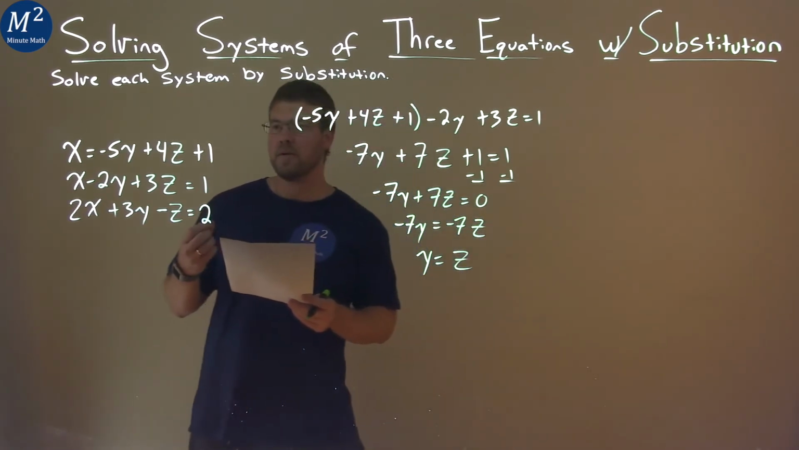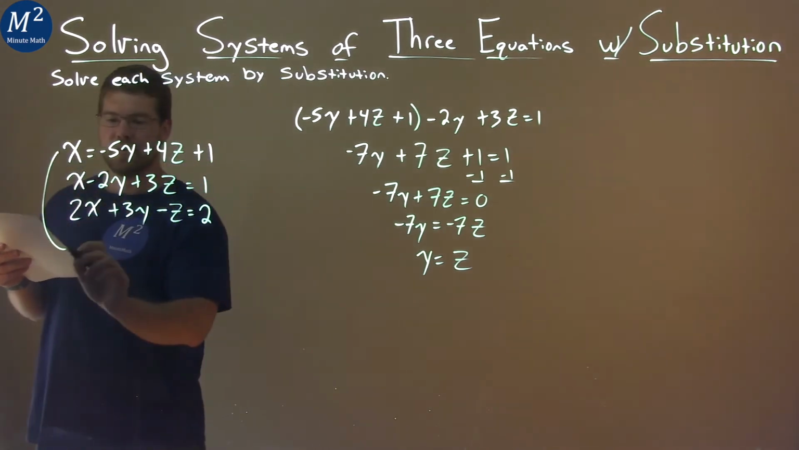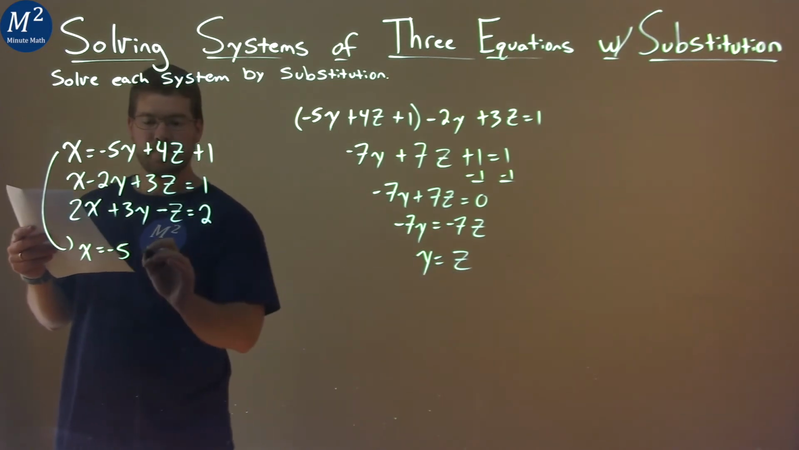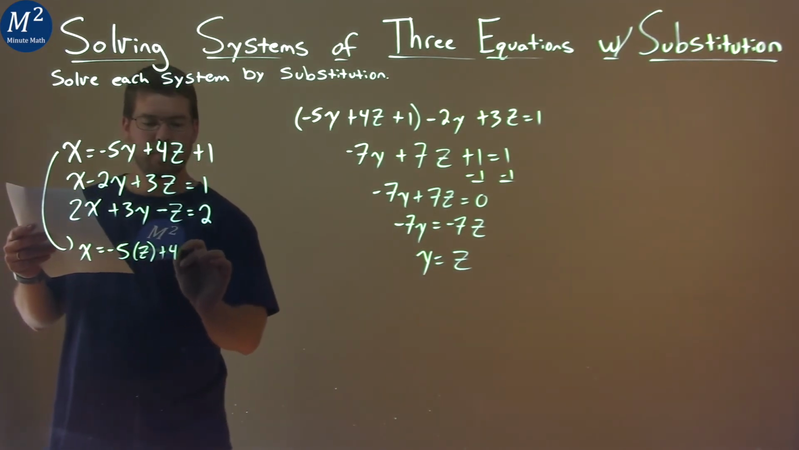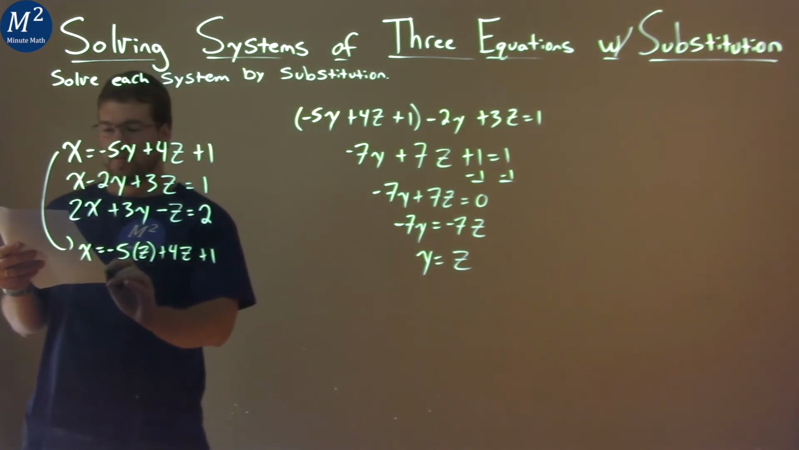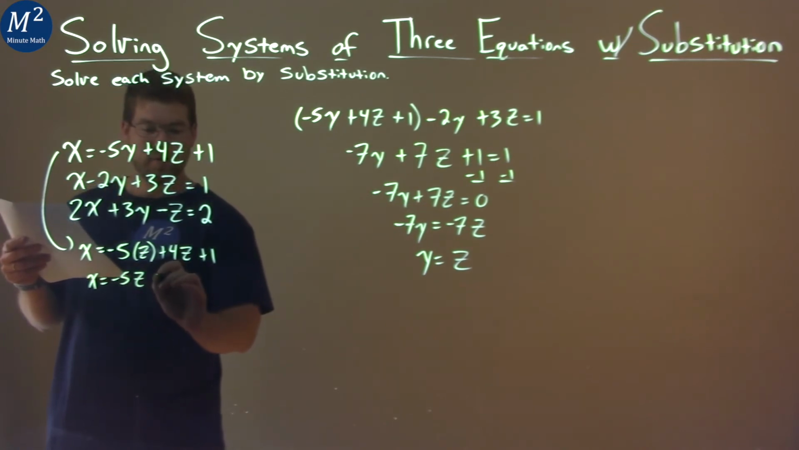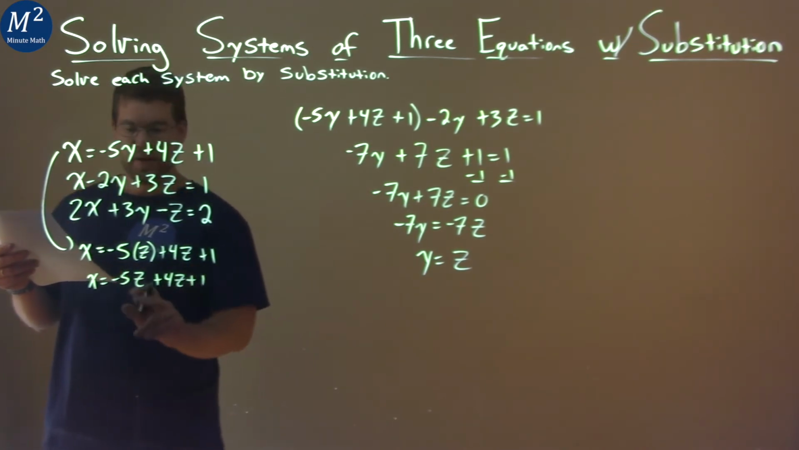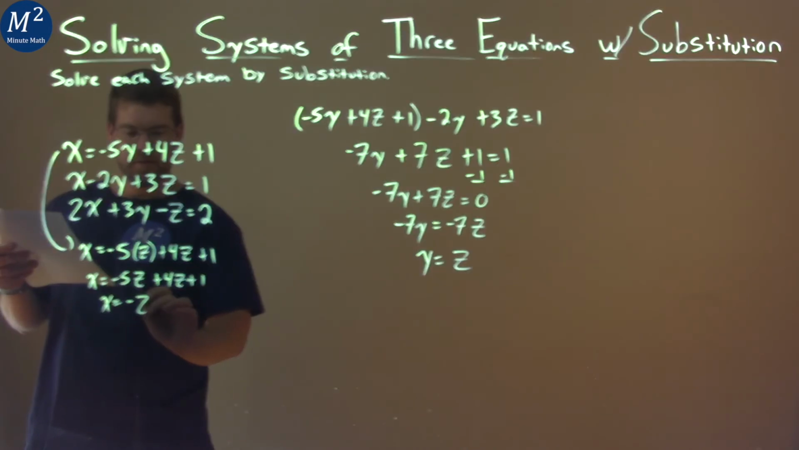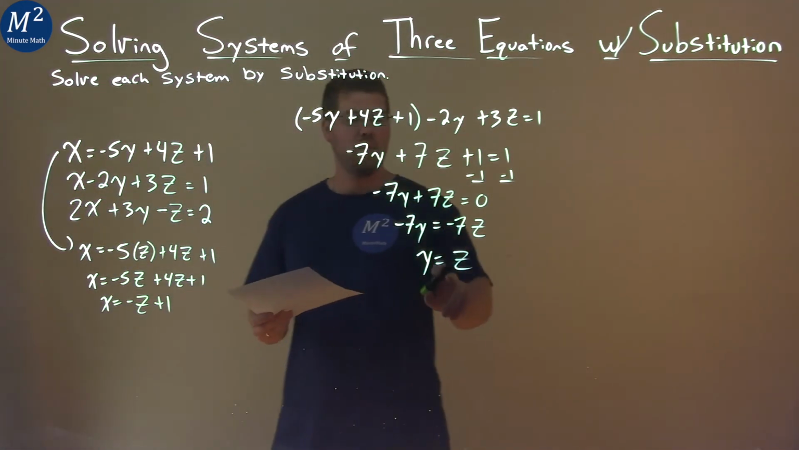Okay, so now what we're going to do is take that information and go back to our first equation here. I'll write it down here. We have x equals negative 5, and instead of y, I'll put a z, and then plus 4z plus 1. Now let's keep simplifying. We have x in terms of z. So x equals negative 5z plus 4z plus 1. Negative 5z plus 4z is a negative 1z. So x equals negative z plus 1 here. All right, so we have x in terms of z, and y in terms of z.